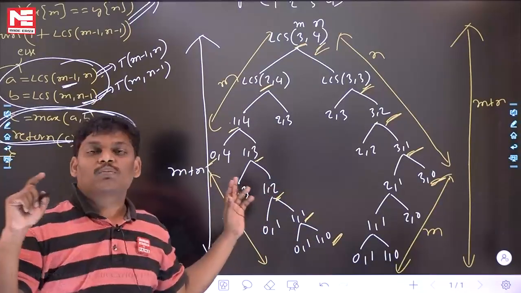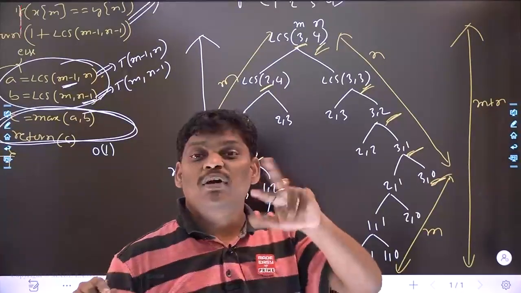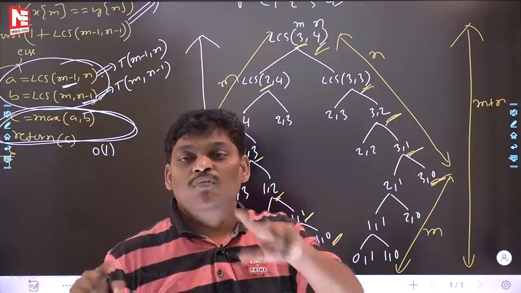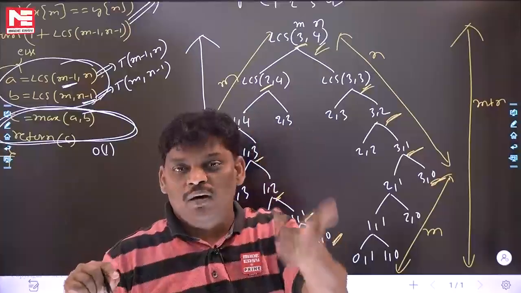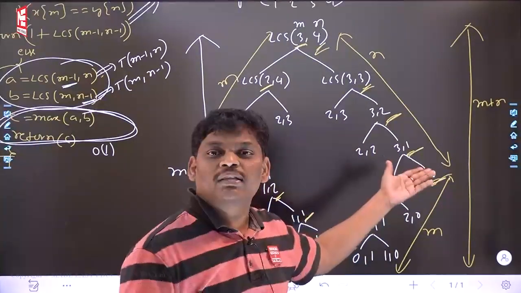Overall M plus N. From today onwards, if anyone asks you an LCS problem, LCS of M comma N, how many levels will the tree have? M plus N levels. If you know how many levels will come, you need not draw. If you don't know, take one example like this and draw.